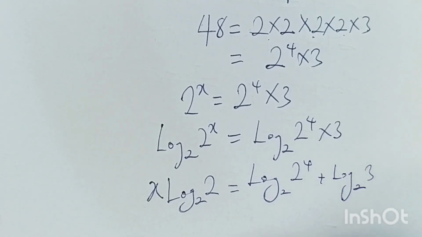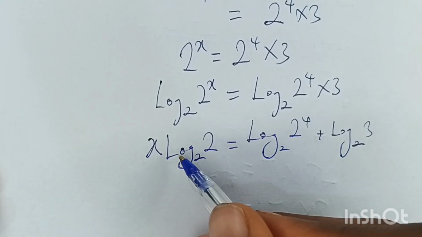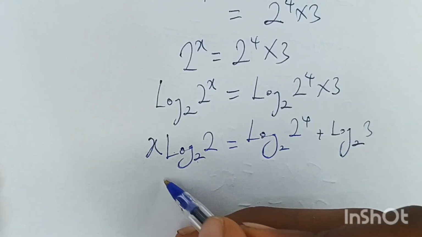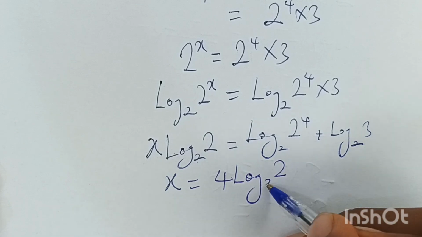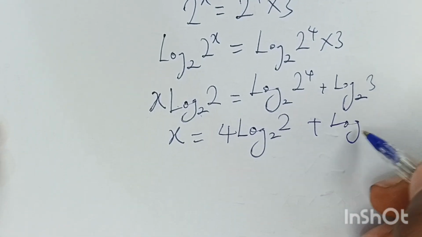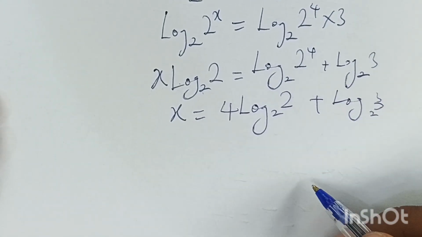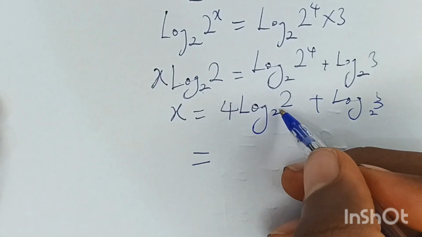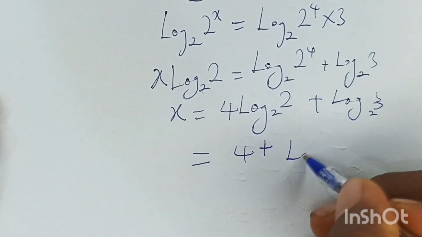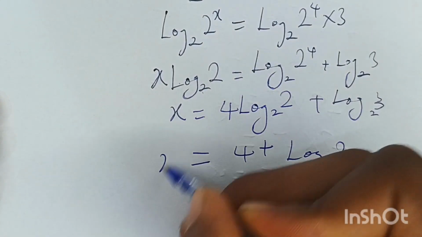of 3 base 2. So when we have logarithm of a number to its own base is 1, so we have x to be equal to 4 multiplied by logarithm of 2 base 2 plus logarithm of 3 base 2. This becomes equal to 4 times 1 is 4 plus logarithm of 3 to base 2.